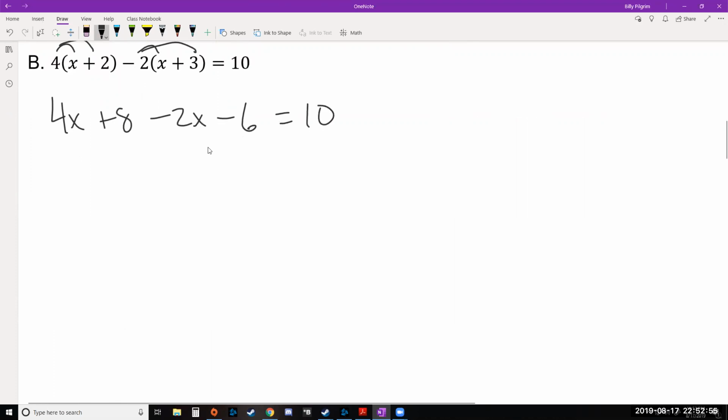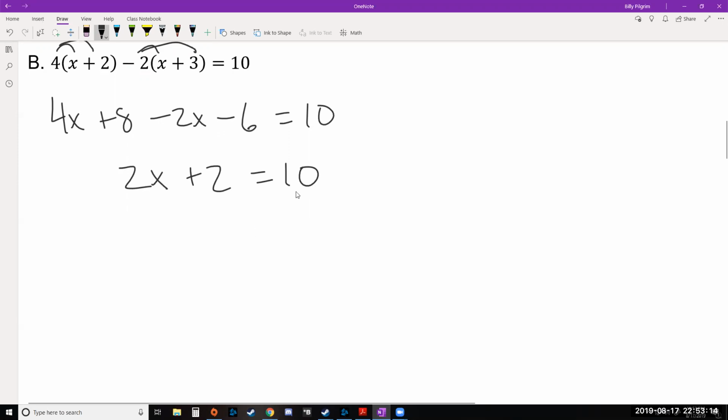We're still in step 1 though, because here's our equal sign. Over here we have two sets of like terms. The 4x and the minus 2x can combine. The 8 and the 6 can combine. So 4 minus 2x will give us a 2x. 8 minus 6 will give us a 2. And that's the end of step 1.